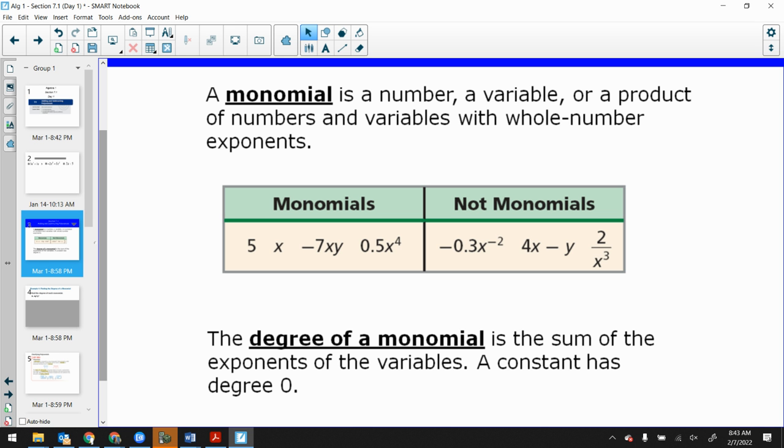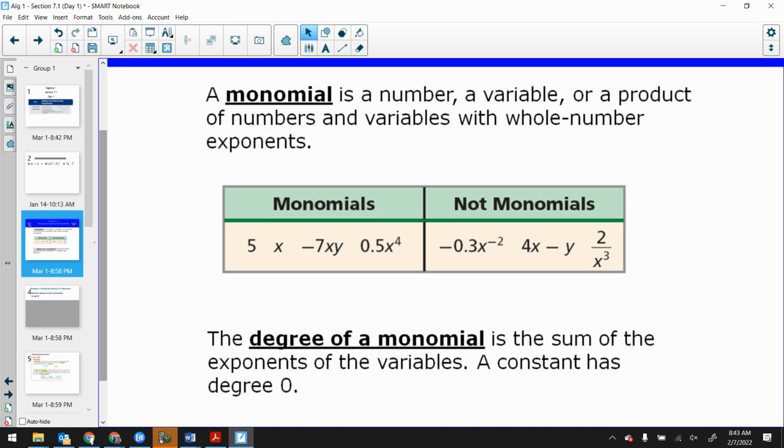Here are some that are not monomials, because by definition, the exponent has to be a positive whole number. A negative exponent is not a monomial, because technically that would shift it down to the denominator, right? So that's not a monomial. It's not a polynomial function. It's actually what we call an inverse variation or a rational function. Same thing with 2 over x to the 3rd.